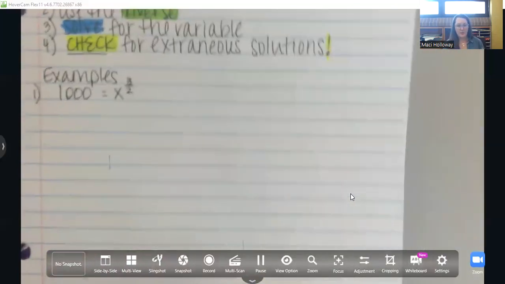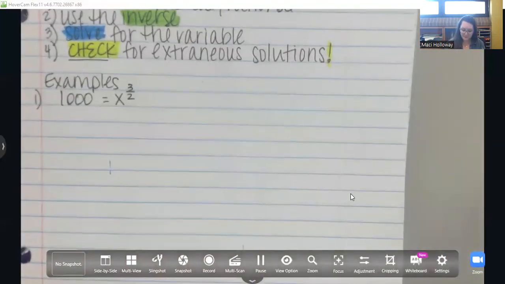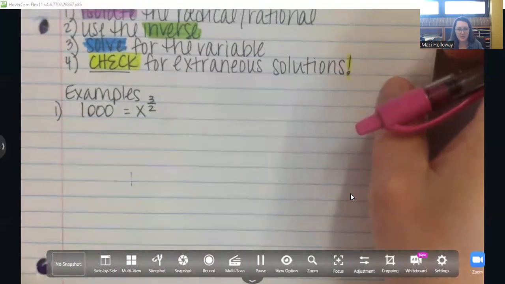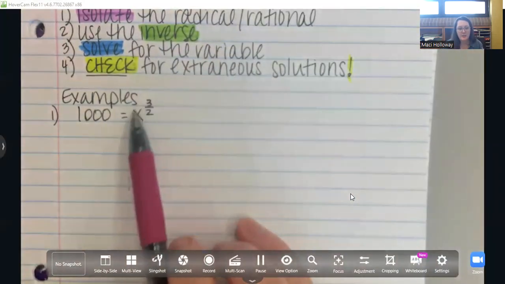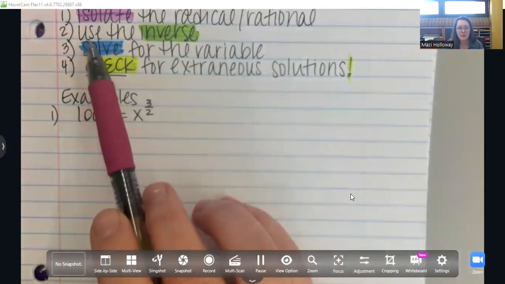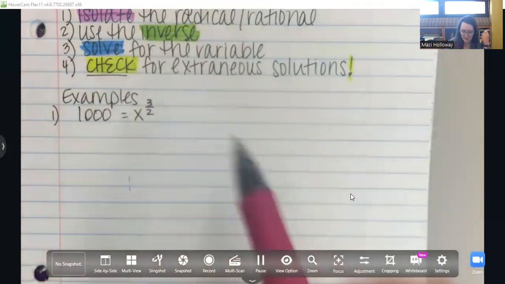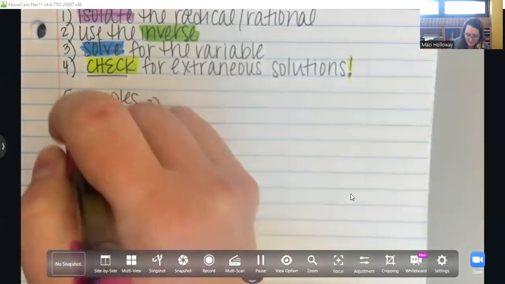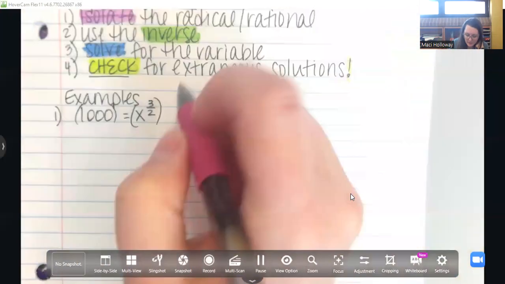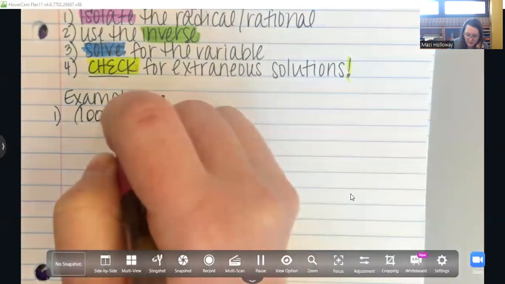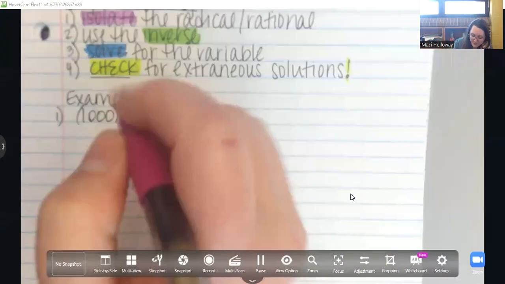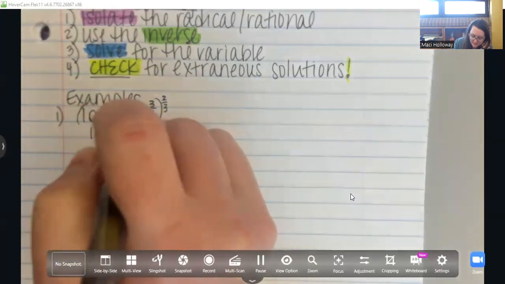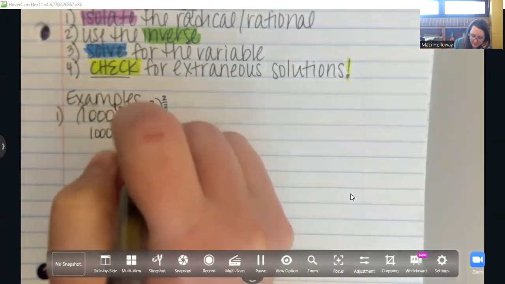So here's our first example: 1000 equals x to the 3/2 power. My first step is to isolate the radical or rational, and it's already isolated, so I'm going to step 2, use the inverse. I'm going to raise both sides of my equation to the inverse power, the 2/3 power. So I have 1000 to the 2/3 power equals x.